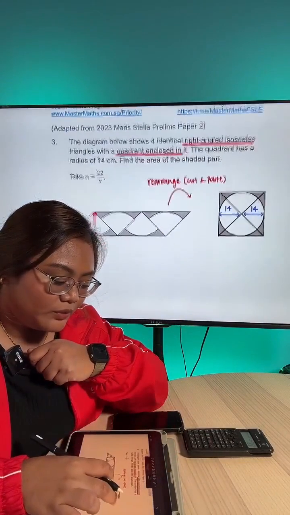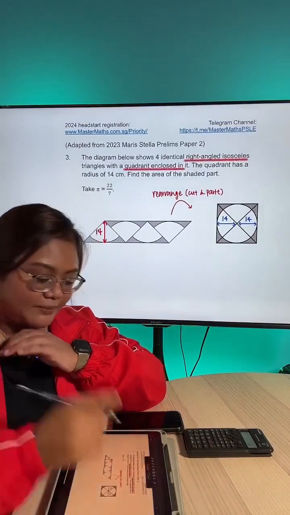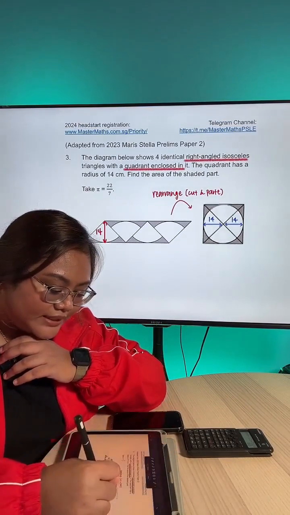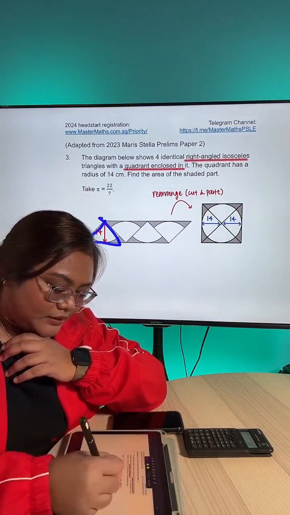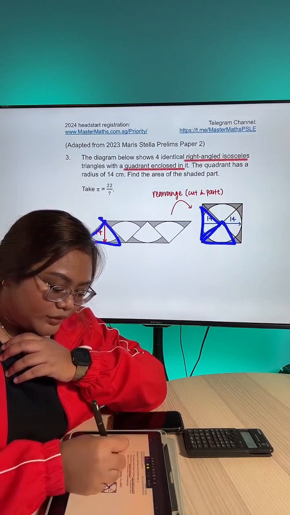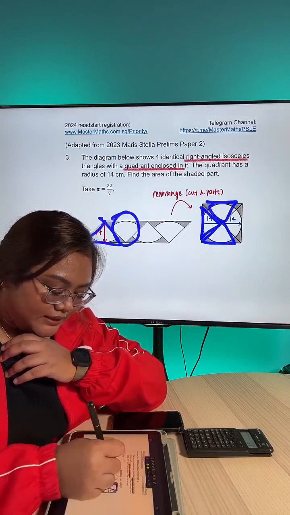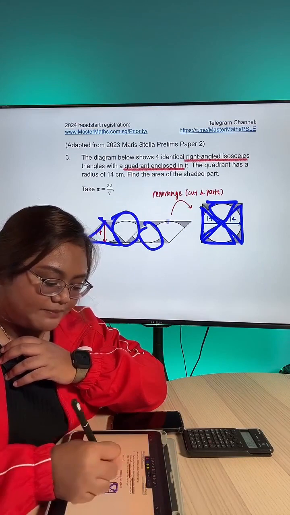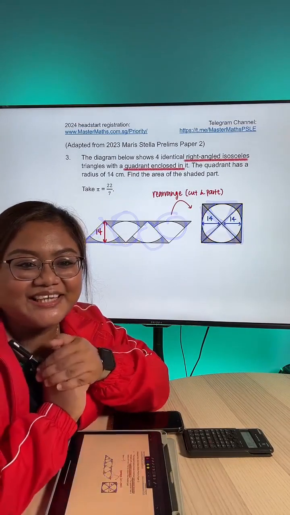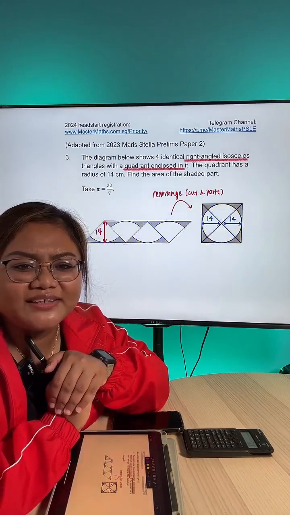Very good. Indeed, we will get a circle inside a square. This is what we will get. Okay, everybody able to see? So how did we get this? First one at the bottom. Second one, we just flip. Third one, flip. Fourth one, flip. Able to see? Then this becomes so easy, right?